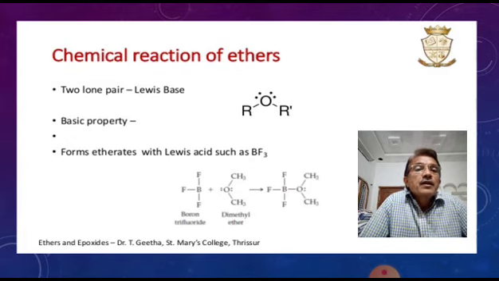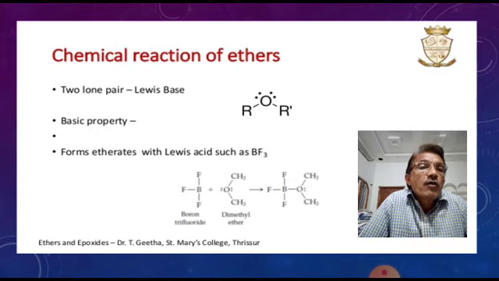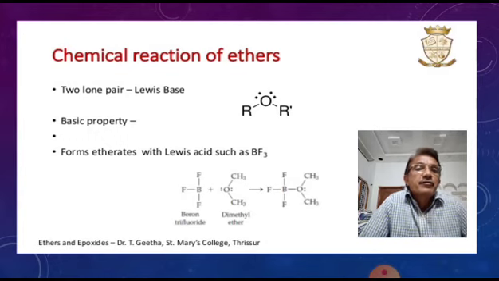Now, a diethyl ether molecule can donate a lone pair of electrons to the B atom of BF3 and can form a coordinate covalent bond. Therefore, diethyl ether may act as a Lewis base.